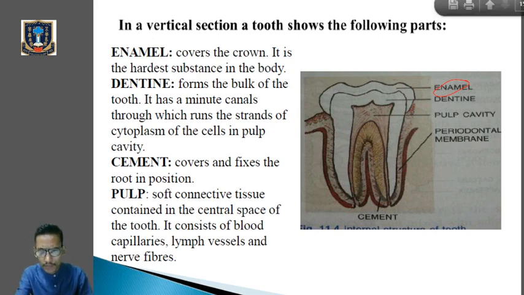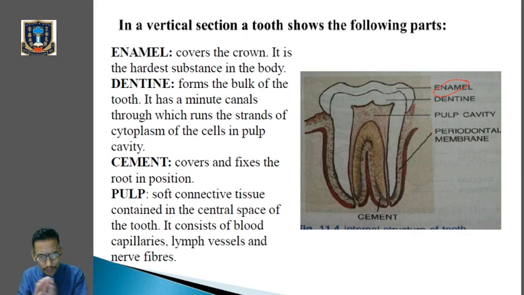The cement, C-E-M-E-N-T, covers and fixes the root in position. It is a bone-like structure which helps in covering and fixing the root in position. Then comes the pulp, the soft connective tissue part. Can you see the pulp cavity over here? This is the pulp cavity.